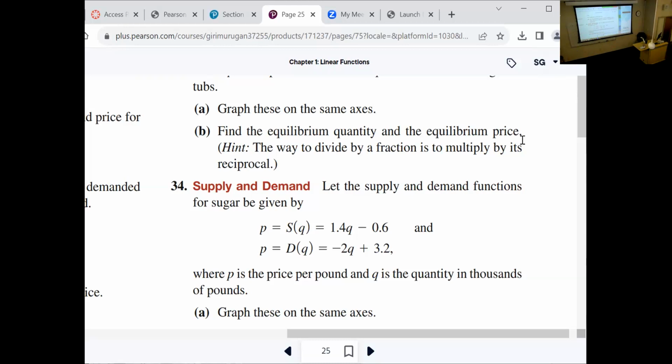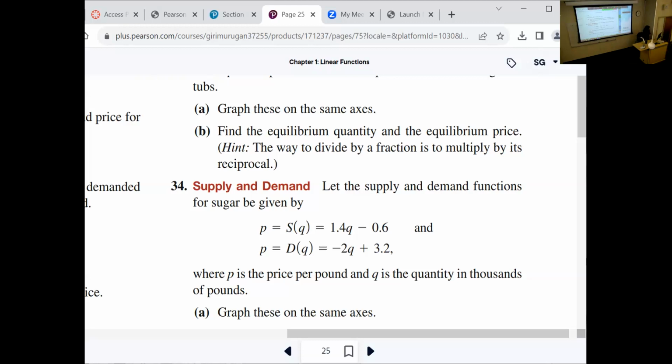What letter matches Y? P. X? Q. So P is the price per pound and Q is the quantity in thousands of pounds of sugar. Price per pound and quantity in thousands. Does it make sense that they have to be balanced somehow? Okay, so we have identified Y and X. Earlier, I wrote S of X, D of X. This is exactly what I was referring to.